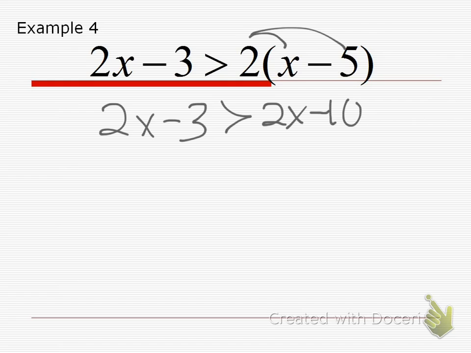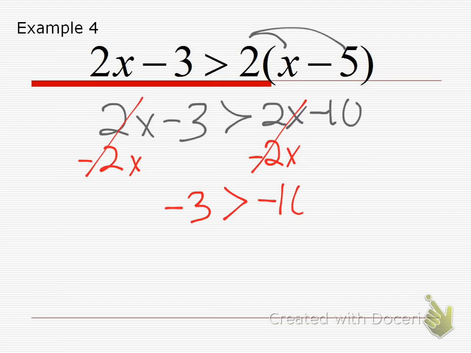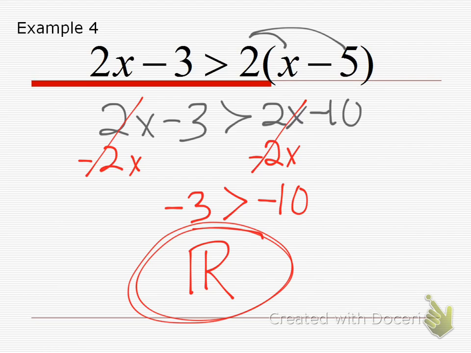Some of you may see the problem already, but when you go to combine your variables, they're all going to cancel out. This time I'm left with negative 3 greater than negative 10. Ask yourself, true statement or false statement? True statement. So you could say all real numbers, or you could put the real number symbol.